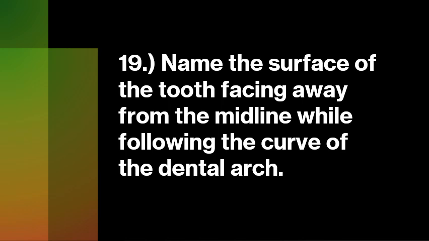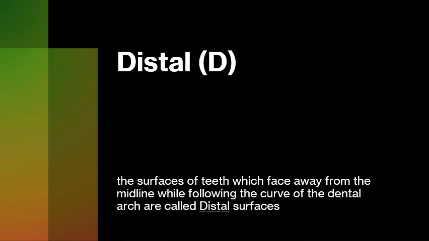The question is, name the surface of the tooth that faces away from the midline while following the curve of the dental arch. So it is away from the midline. So this surface is known as the distal surface. The surface which is towards the midline is known as the mesial surface, while the surface which is away from the midline is known as the distal surface, and in combination both these surfaces are known as the proximal surfaces.